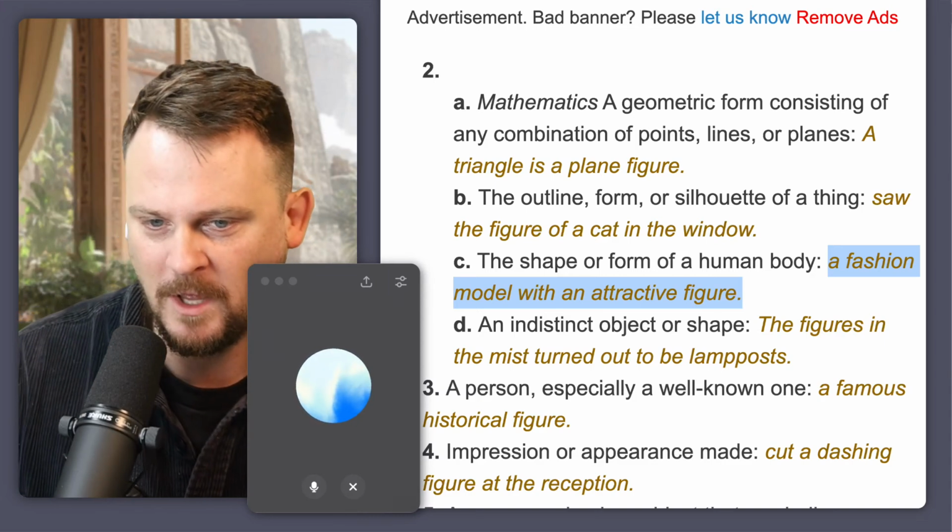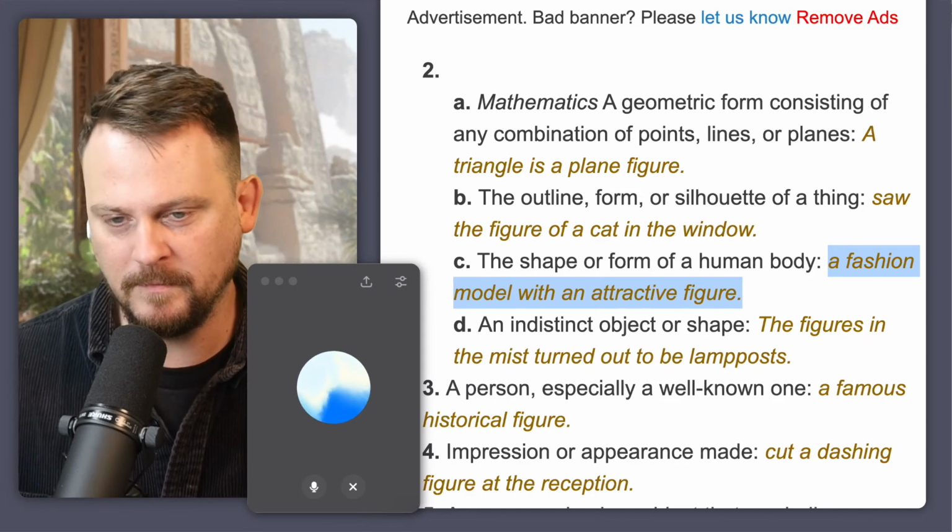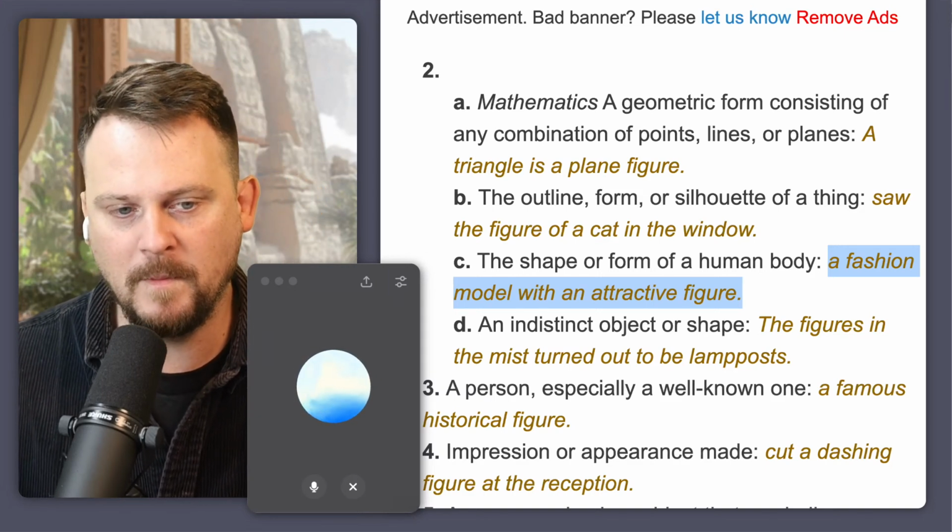Got it. That actually makes a lot of sense. Okay. So it's separating, yeah. And it could be for a man or a woman, right?